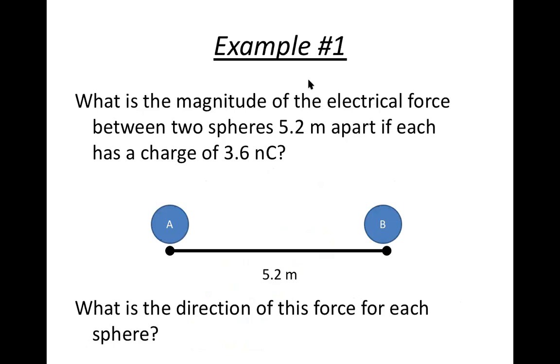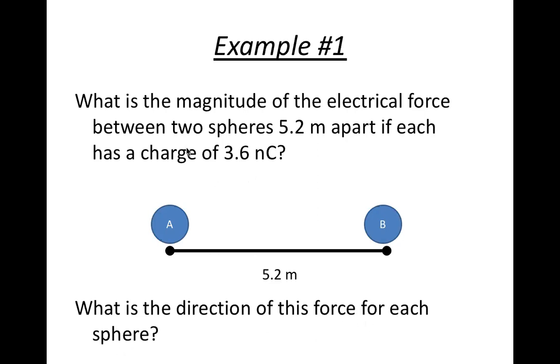So let's try an example. What is the magnitude of the electric force between two spheres 5.2 meters apart if each has a charge of 3.6 nanocoulombs? So we're going to start with the diagram and draw that it's 5.2 meters. We're going to label the charges. Now, nanocoulombs. Nano is 10 to the 9 times smaller, so 10 to the negative 9. So 3.6 nanocoulombs is a billion times smaller than 3.6 coulombs. So you just do 3.6 times 10 to the minus 9 coulombs to get rid of the nano.